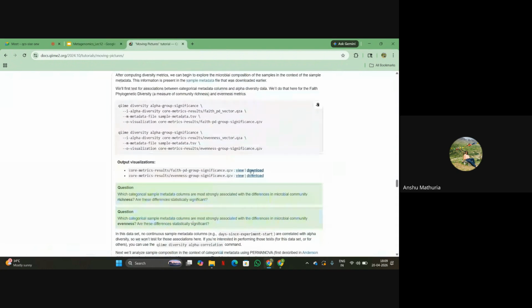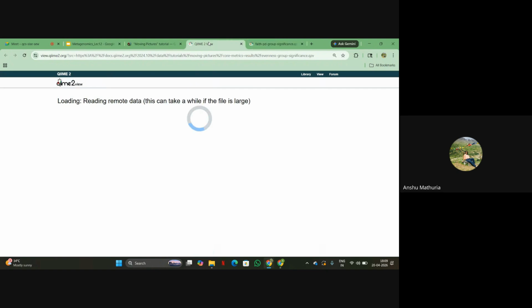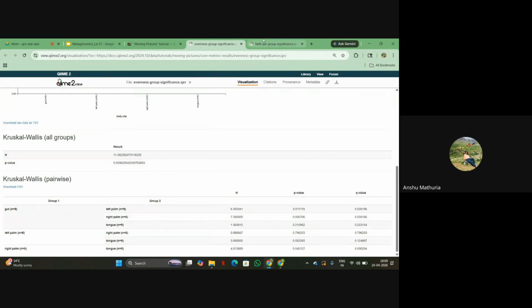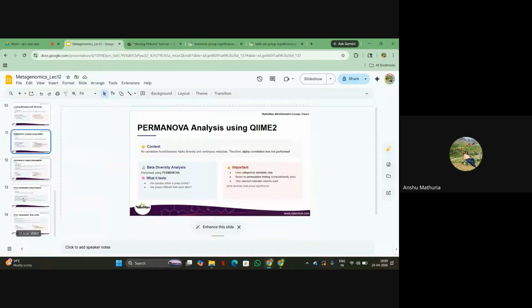When we do this PERMANOVA analysis in alpha diversity, we get certain plots. Here we are getting them for Faith's PD and for evenness. Downstairs, you can see that initially they have shown a box plot, and here they have performed the analysis. The analysis tells us that when you are comparing two different groups, group A and group B, we are just talking about the species present in a particular sample.